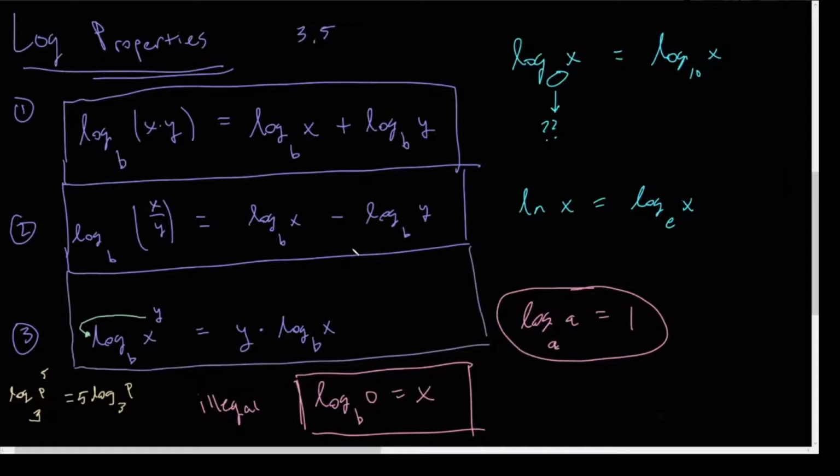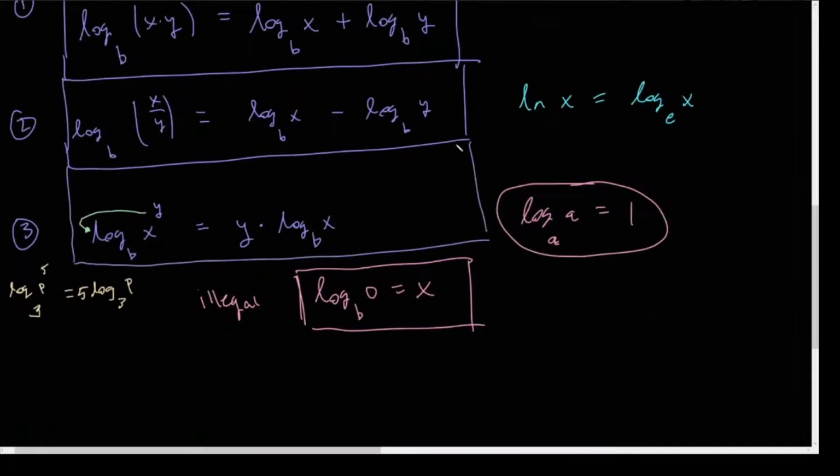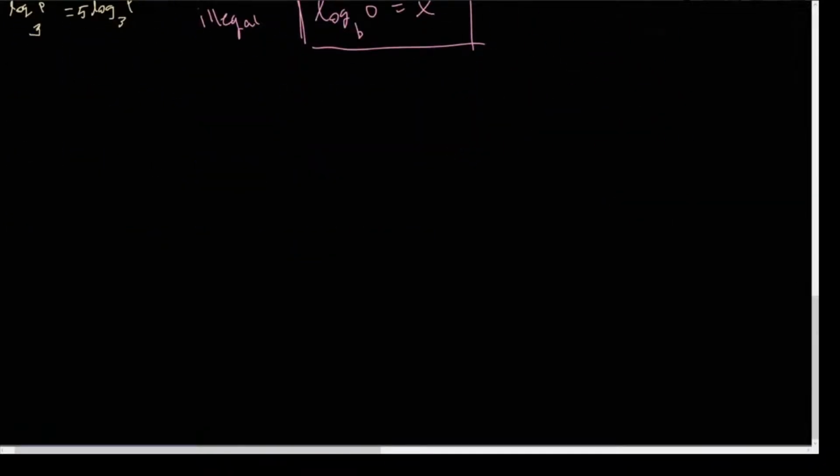Alright, let's apply some of these. Every single log has a base, really. This is log base 3, and b can be any number. It can be any kind of base. But if the base is not written, it is assumed to be base 10. Does that make sense? Okay, wonderful.